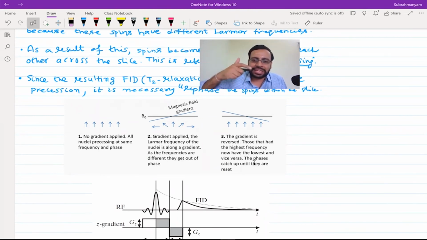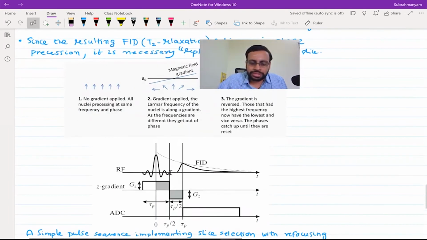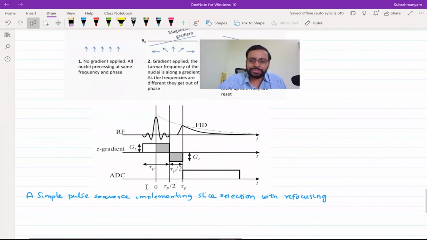There is slice dephasing happening, and because of that you are getting zero signal. Now, to address that, you apply a refocusing gradient. For instance, if the earlier Gz is like this, you take the negative slope of it. So this is how it would look. There is one more detail here to understand.